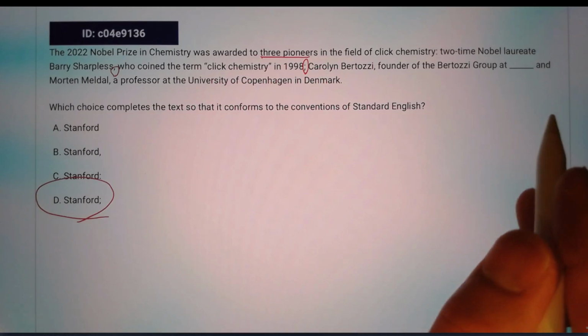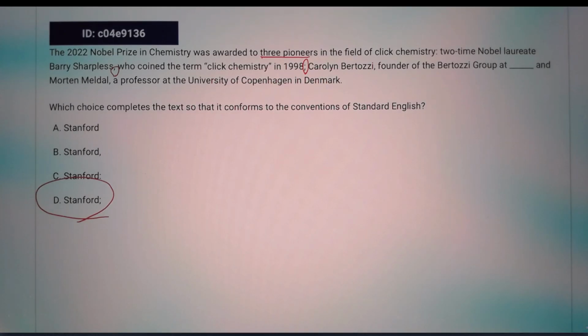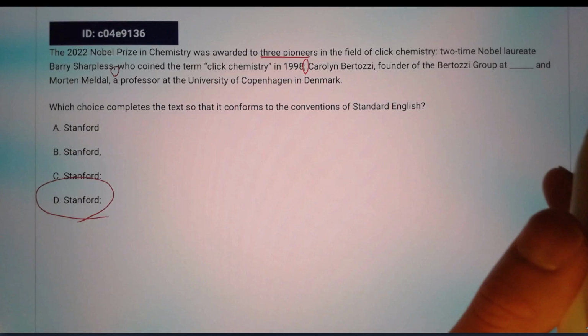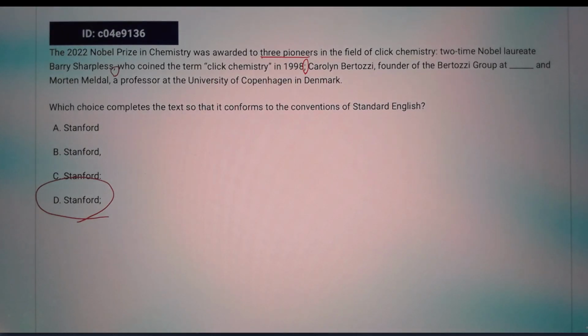Now you might go like, oh, teacher, you told me not to use a conjunction. Again, in this case, this overrides due to the complex items or complex series of items. So it's okay to have an and here. Founder of the Bertozzi Group at Stanford and Morten Meldal, a professor at the University of Copenhagen in Denmark.